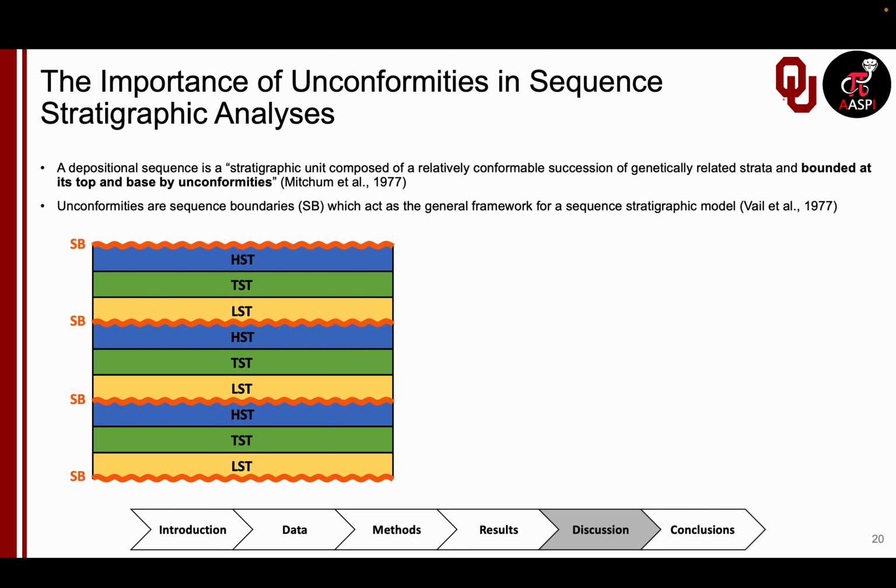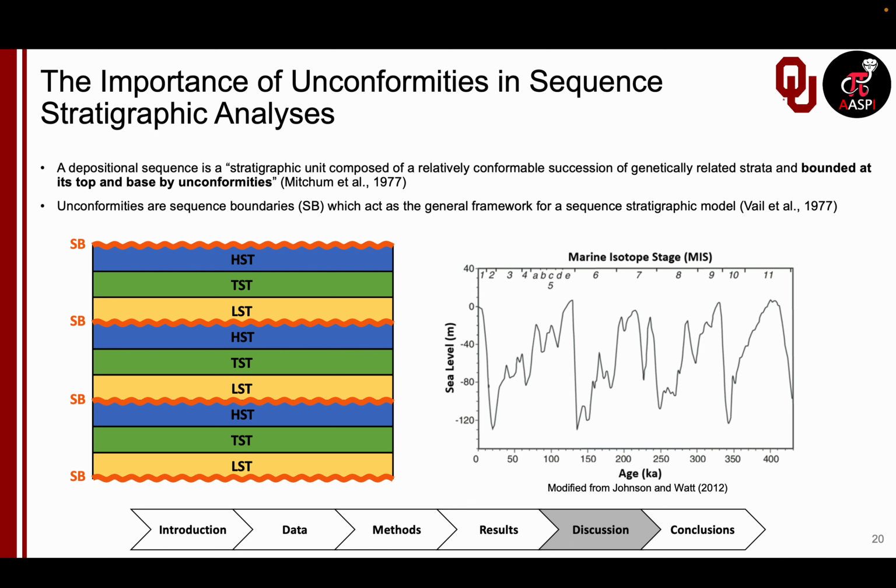Okay, so what we can see here is that these sequence boundaries, as the name implies, divide each sequence and kind of provide a framework. So if we can correlate these sequence boundaries in our study area, these unconformities, to lowstand events on our sea level curve that we're using, we can then use our interpretation skills to fill in the rest of the model.